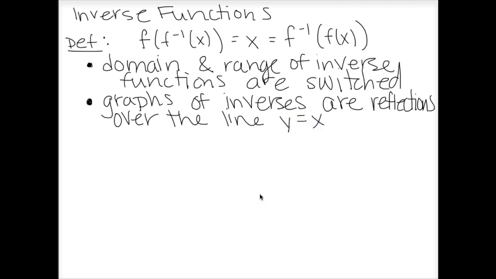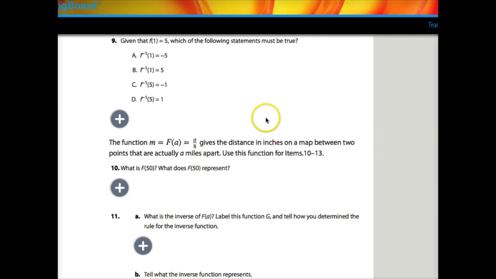So a couple examples that we're going to look at here with inverses. Number 9 is what we're going to look at first here, mainly because it's pretty quick, but it's an example of one of the properties. Given f of 1 equals 5, which of the following statements must be true? So obviously on the answer sheet you can see what the answer is, but I want to make sure that you understand why, because this all says f inverse of something. So remember that inverses have to undo each other, and the domain and range are switched.